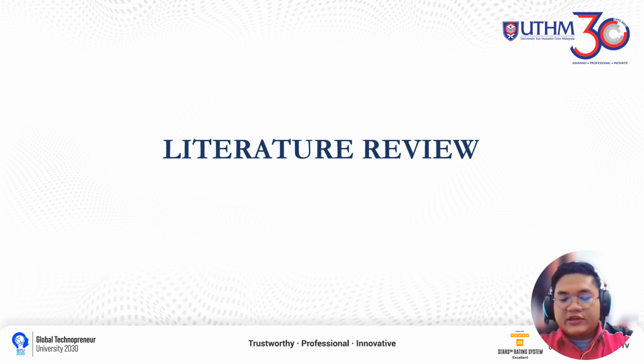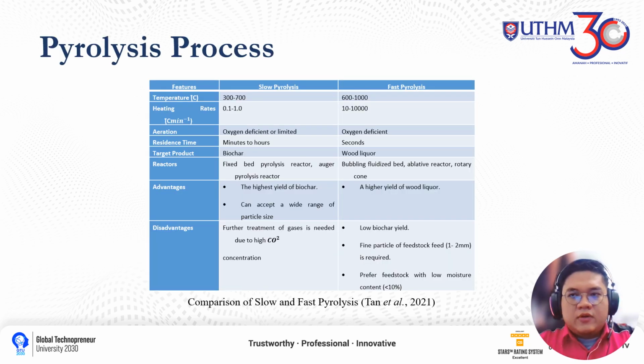Next is the literature review. Some past research on the pyrolysis process stated that it involves two processes, slow and fast pyrolysis. The first one, slow pyrolysis, can reach a temperature of 300 to 700 degrees Celsius, with heating rates of 0.1 to 1.0 degrees Celsius per minute. Then the aeration, which means that the process cannot involve any oxygen.